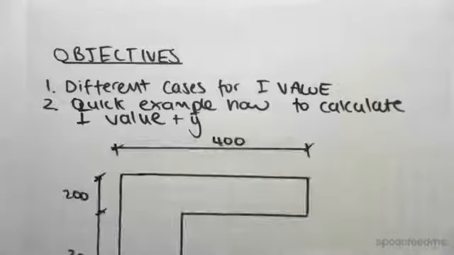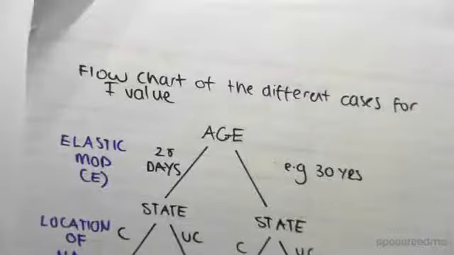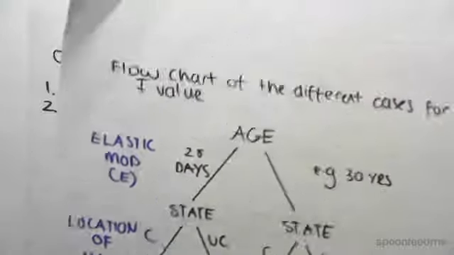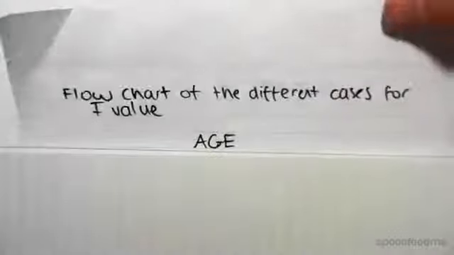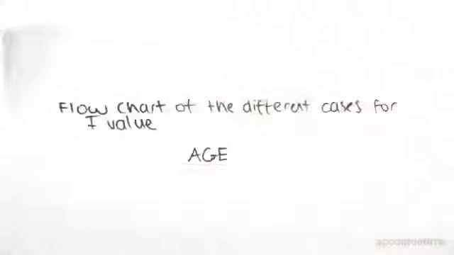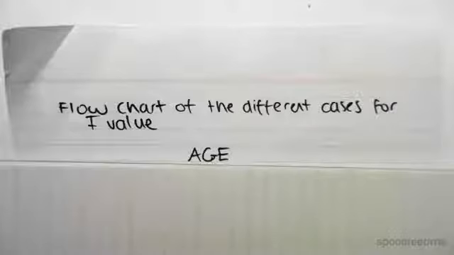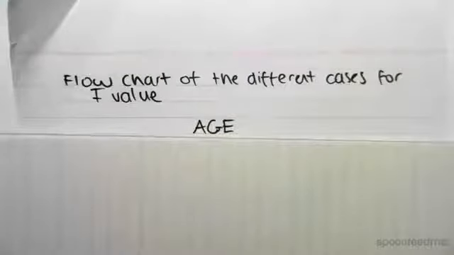So in this video, we're going to be looking at all the different cases of I values. So we're not really used to thinking of the I value as changing. So say if you just have a steel section, like a steel I beam, the I value is just the I value. But for concrete, or specifically reinforced concrete, the I value can change, okay? And the I value can change based on several different things.